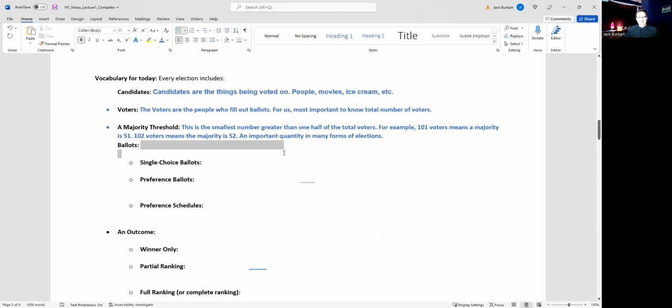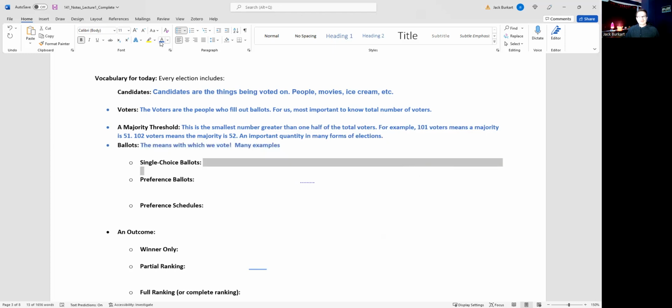All right, next up, every election does include ballots at some point. So ballots are the means by which we vote. And there's actually a lot of different examples of ballots. The one that we might encounter most often in politics is single choice ballots. In single choice ballots, voters choose one of many candidates, their most preferred candidate. We see this in a typical presidential election in the United States, right? You vote for your most preferred candidate, and then you don't consider any of your other preferences.